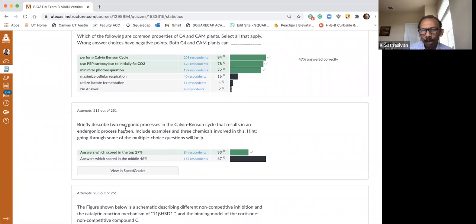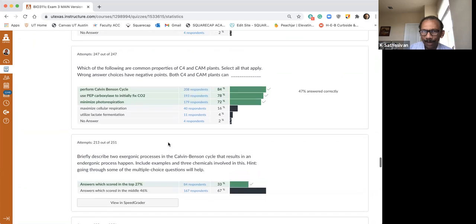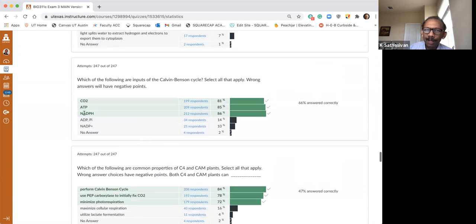And so here, we are done with the multiple choice questions. I'm going through the free response questions. And after I'm done with this, I'll open it up and you can ask questions on any particular one of them. Two exergonic processes in the Calvin-Benson cycle that result in an endergonic process to happen, and include three chemicals involved in this. Going through the multiple choice questions will help. What do I mean by that?